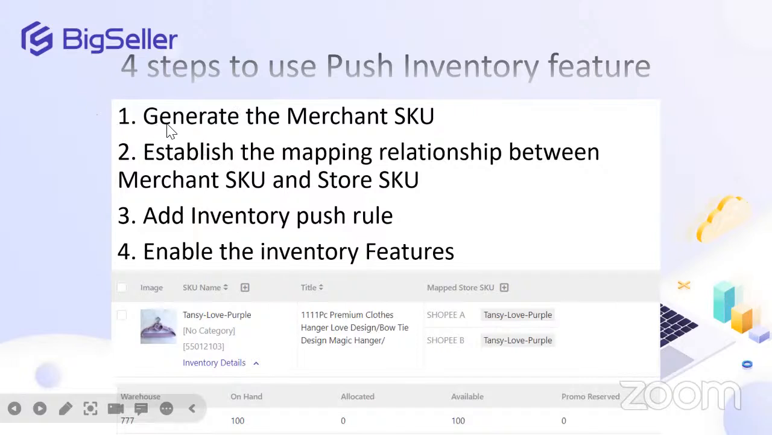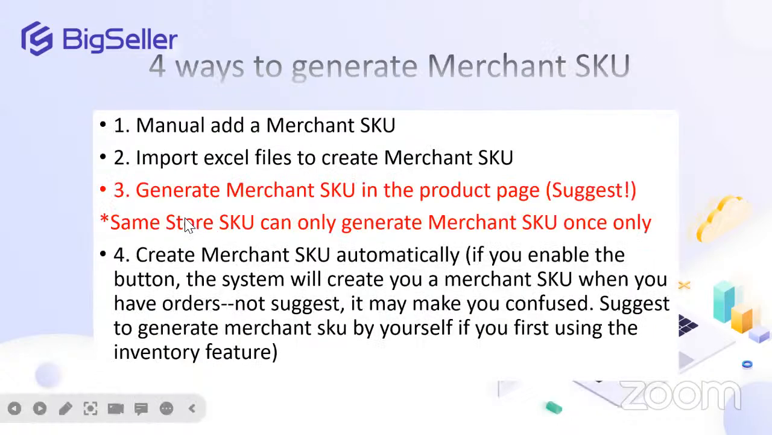Okay, so for the first step, we need to generate the merchant SKU on our Big Seller. And for the ways to generate merchant SKU, we have 4 ways. But here, the third way is what I greatly suggest to you guys. This way to generate the merchant SKU will be more convenient for you guys to manage your product. Here I will only introduce the third way, and if you have more interest in the other 3 ways, you can contact our customer service to get the knowledge about it.